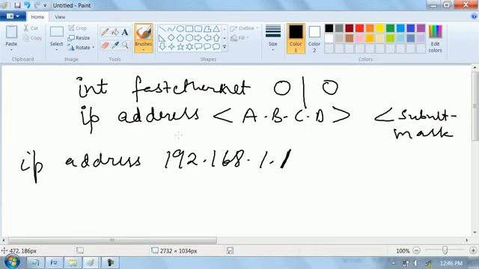Fine. Now I have assigned a IP address to the router's interface. It means you have to keep this thing in mind whenever you are assigning a IP address to a router, to a device, to a printer, or to anything in this world. Host bits can never be 0. Fine. All host bits will not be 0.